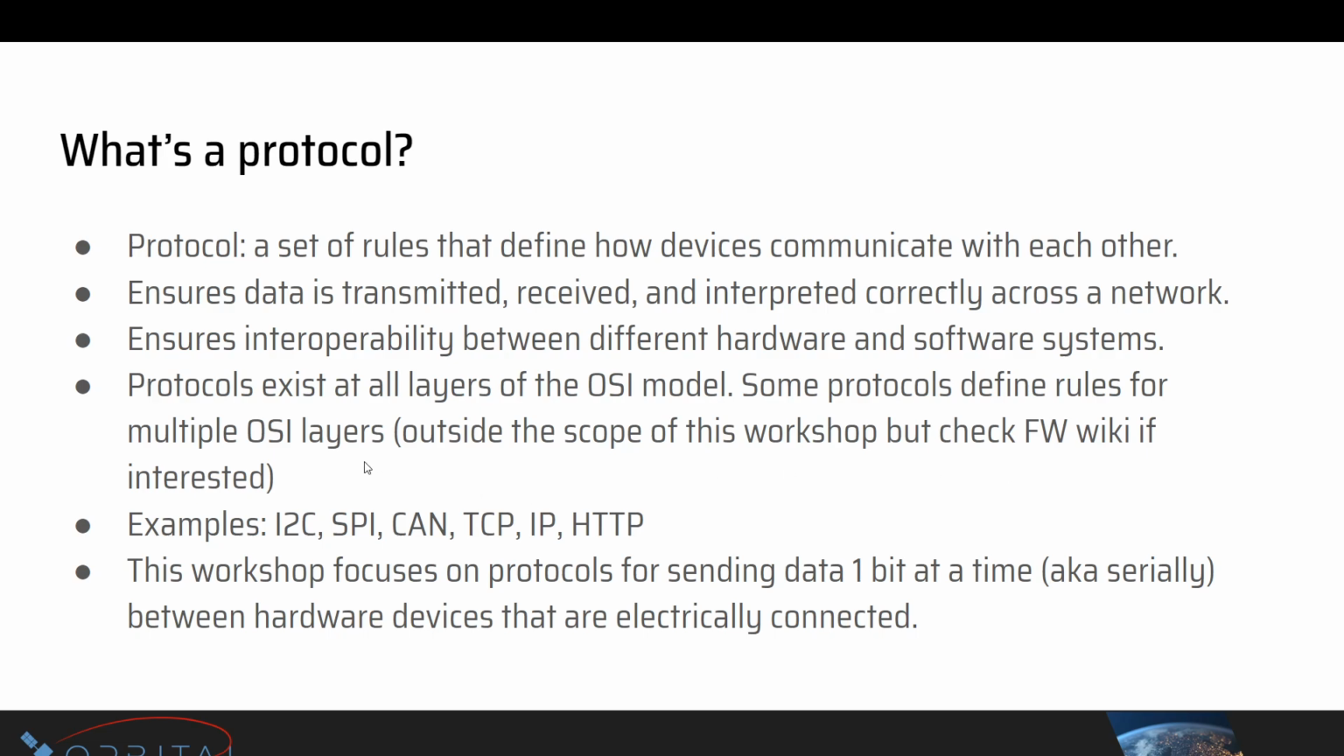Protocols exist at all layers of the OSI model, and some of them define rules for multiple OSI layers. We're not going to cover the OSI model in this workshop, but it's in the firmware wiki if you're interested in learning.